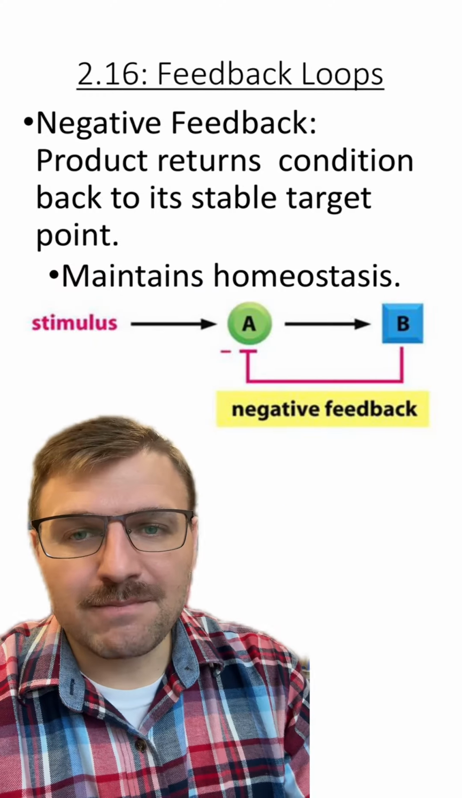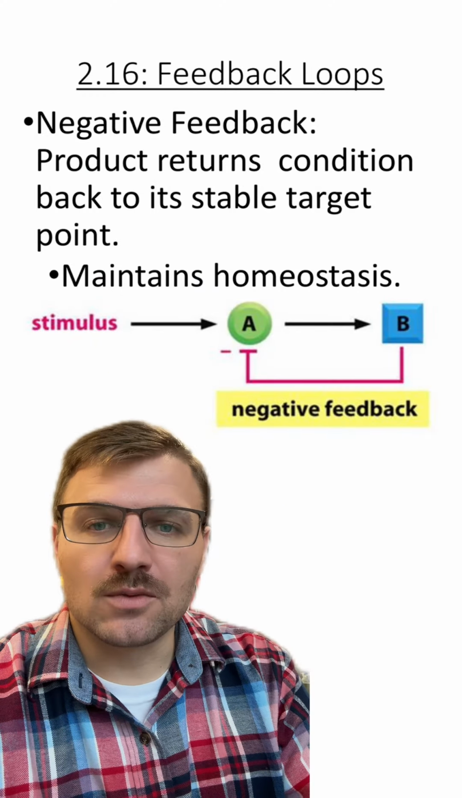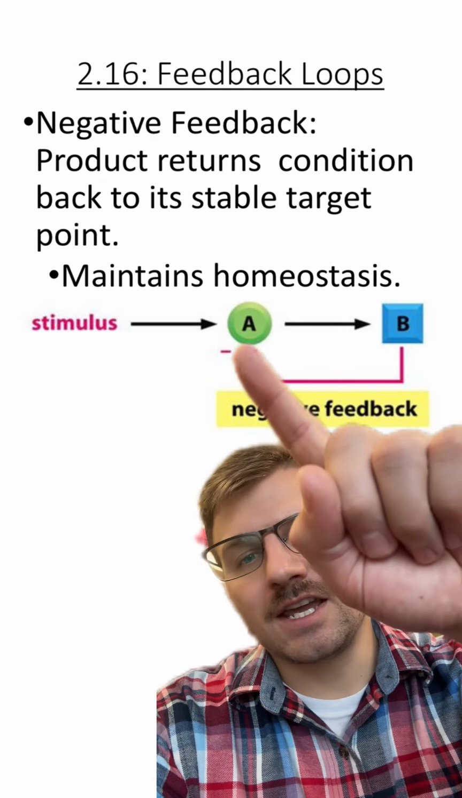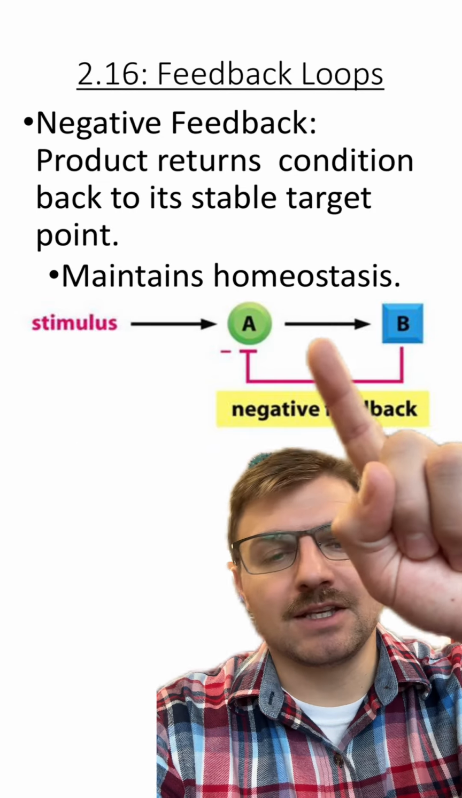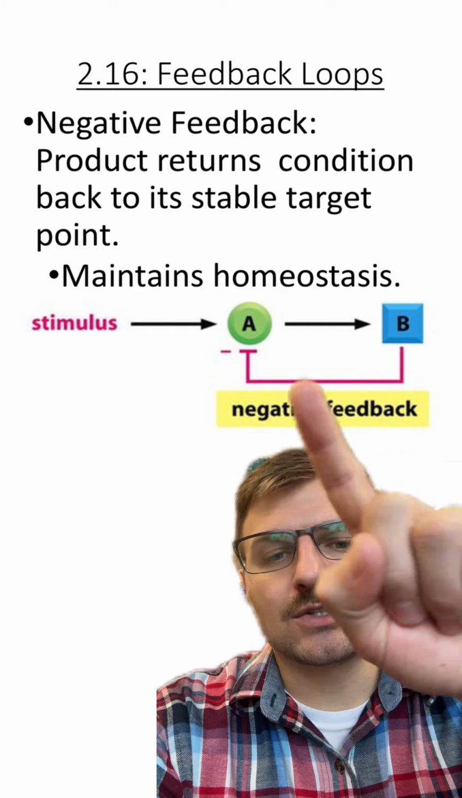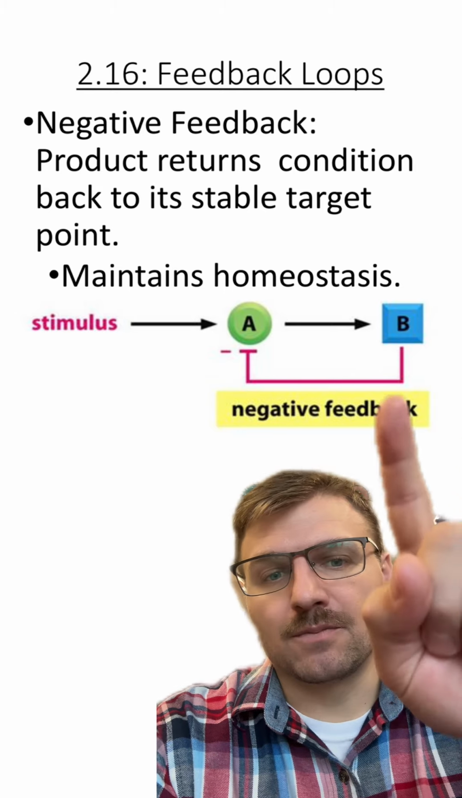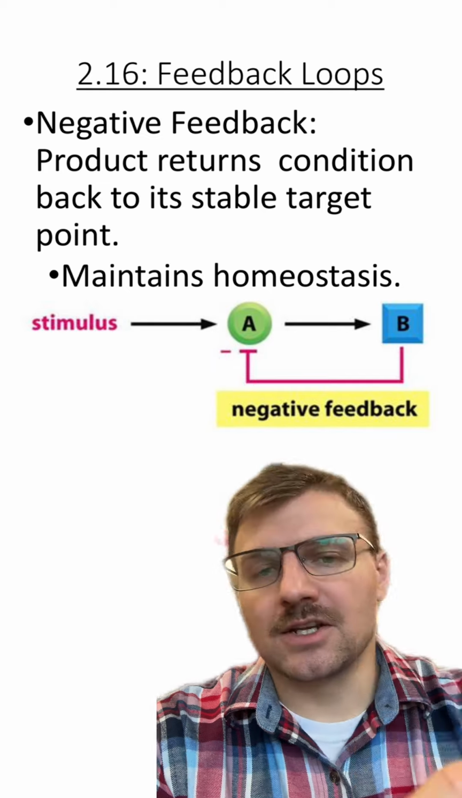A negative feedback loop returns the initial positive stimulus to a regular stable rate. You can see here in our example, we have A being changed to B, but B is stopping the production of A. Again, this is a negative feedback loop. The production of B stops the initial stimulus.